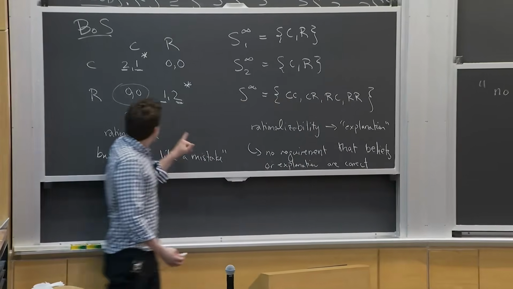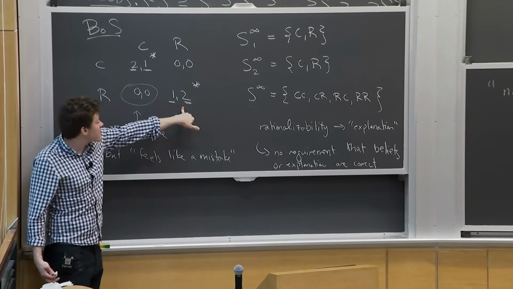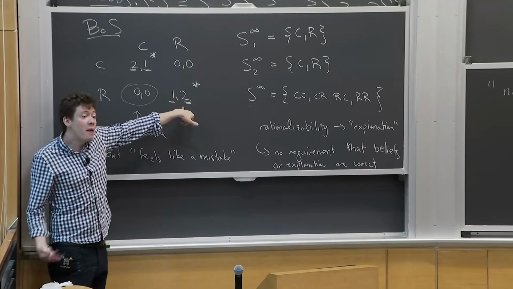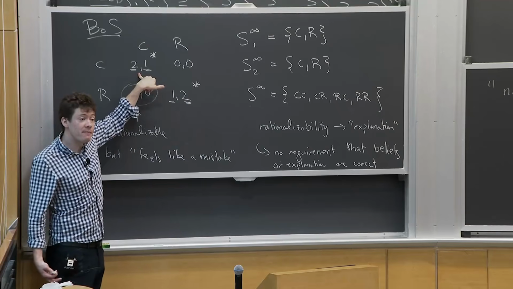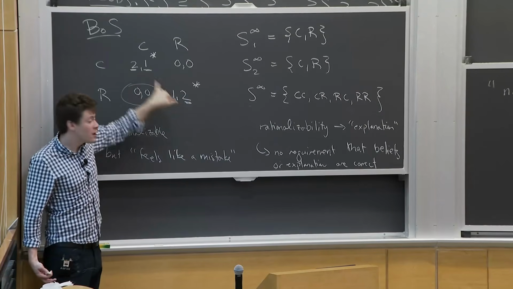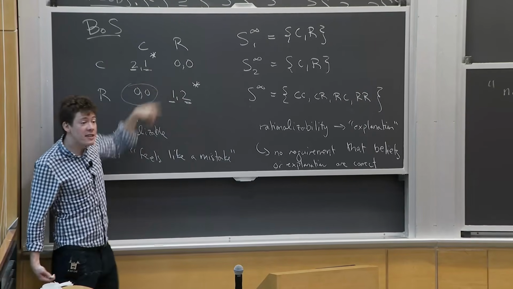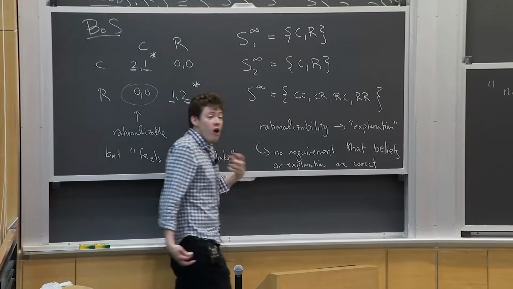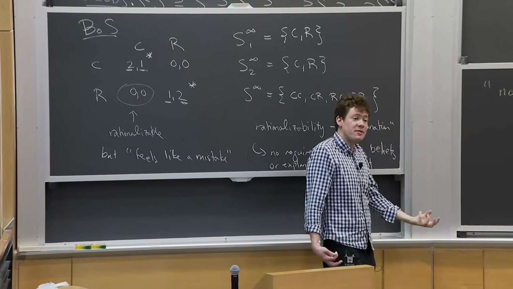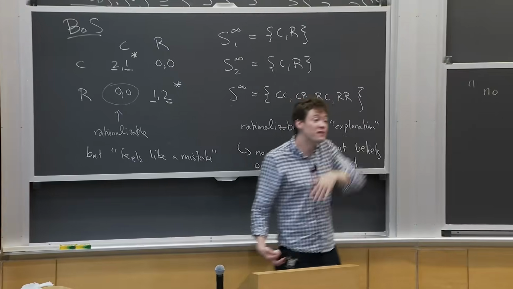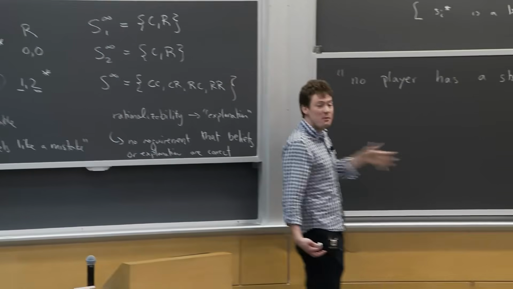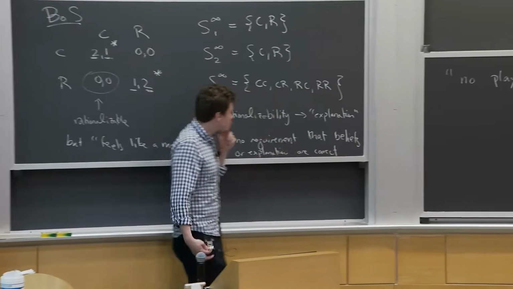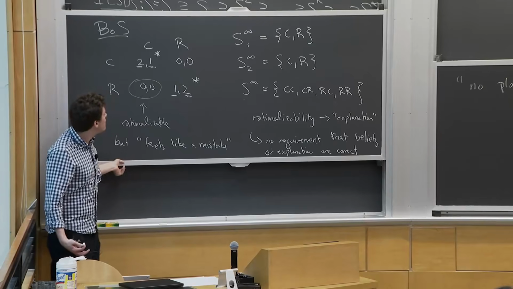Now, of course, if we're both going to the Red Sox game and I'm player one, I would much rather that we both go to the Celtics game because I'm a Celtics fan. But moving from here to here is not a unilateral deviation. All I can control is whether I go to the Red Sox game or the Celtics game. Of course, I would love to force you to come to the Celtics game with me, but that's not something I can do in this game. So that's the intuitive explanation.